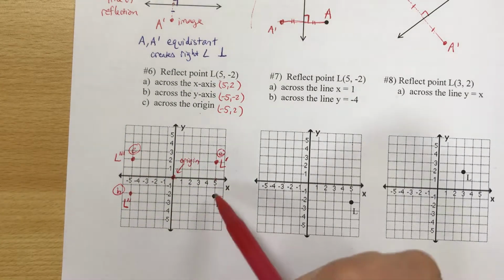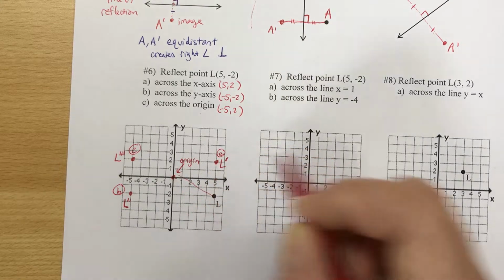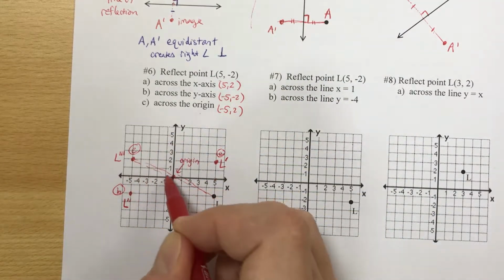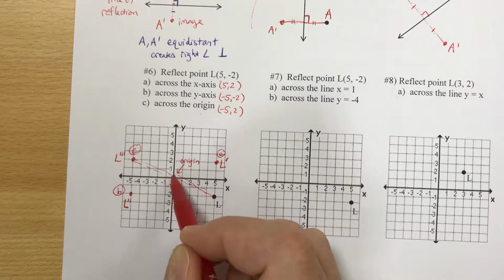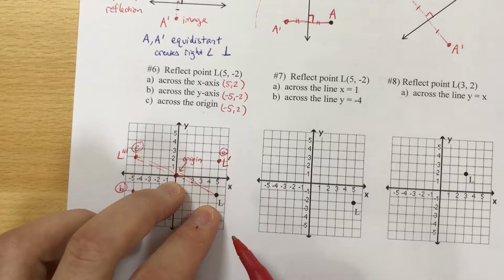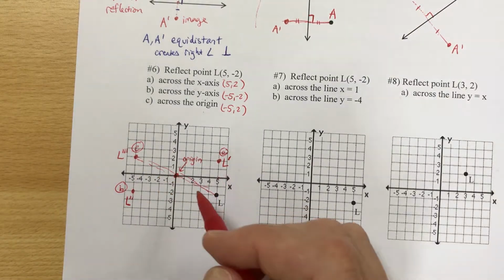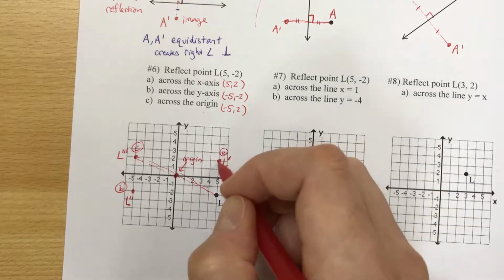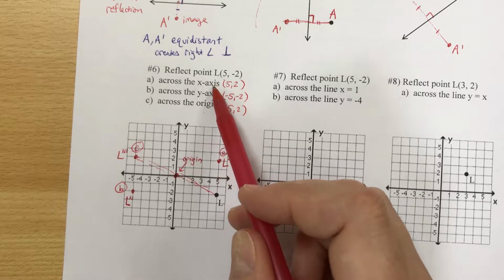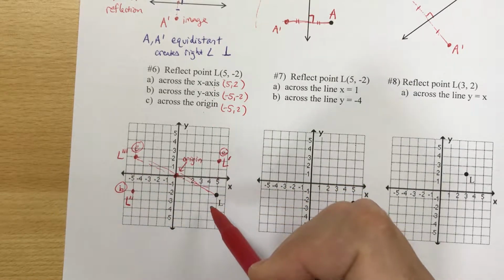So in this case, if I connect it, notice that these are all going to be on the same line. Okay, not a good drawing, but you can see that you would go right through 0, 0. These would be the same distance. They would be equidistant if we've done this correctly. Now the other thing you can look for, they actually make a rectangle if you do this. If you go across the x-axis, the y-axis, and the origin, all 4 points will make a rectangle.